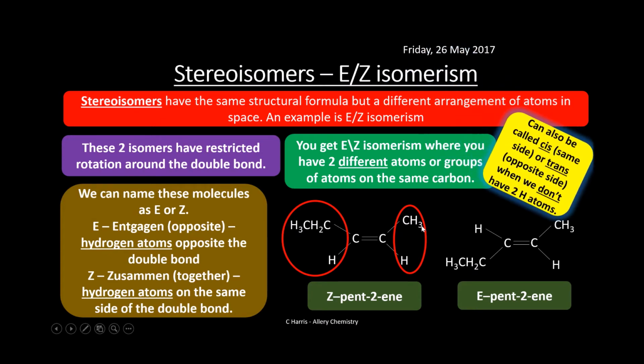Now, you might have heard it called cis and trans, cis meaning the same side, trans meaning opposite side. You might have heard of things like transatlantic, for example, so that's opposite sides of the Atlantic. Basically, when we don't have two hydrogen atoms and we have perhaps two methyl groups instead, we can call them cis and trans.